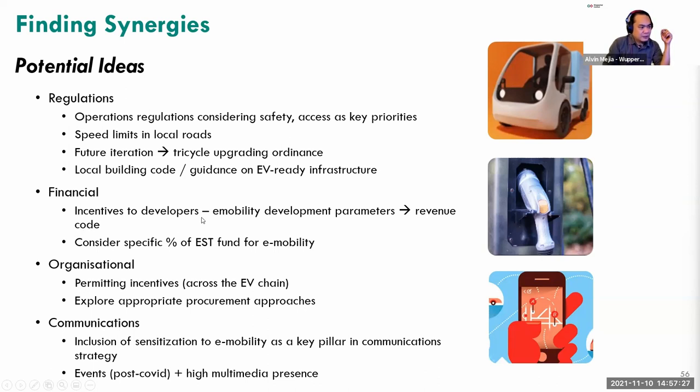Financials, incentives to developers. So maybe in looking into the revenue code, there were certain incentives there, for example, for sustainable mobility, but maybe pwede rin siguro i-consider somehow in the future paano yung mga development that would support e-mobility. So maybe that's something that can be discussed. Potentially consider specific percentage of the EST fund for e-mobility in the case of Pasig to be siguro ring-fenced or allocated for certain e-mobility supportive infrastructure or activities.